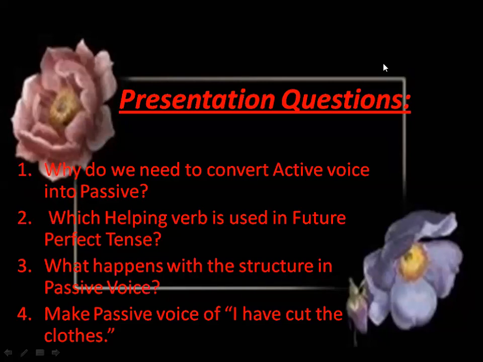Then Rida Rahim will reply to me for question number 4. Make passive voice of I have cut the cloth. This is the present perfect active sentence, as we are using have over here, not had, not will have. ठीक है, तो ये past और future तो नहीं है. This is present perfect tense and you have to make it passive that I have cut the clothes.